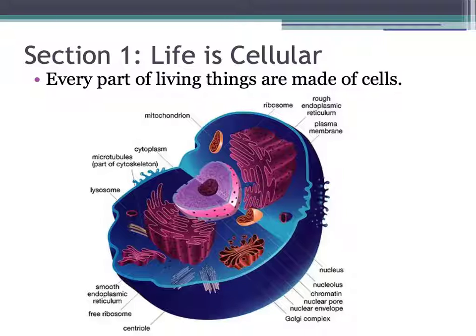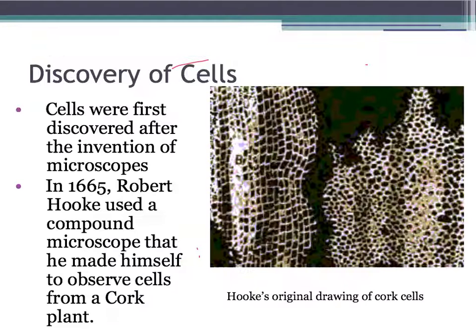So if we were to look at a lot of things under the microscope, we'd probably be able to see cells. So living things, every part of a living thing is going to be made up of cells. So this is a nice little diagram. We're going to get into more of the bits and pieces and the components of a cell a little bit later. But just this idea that life is cellular. Living things are made up of cells.